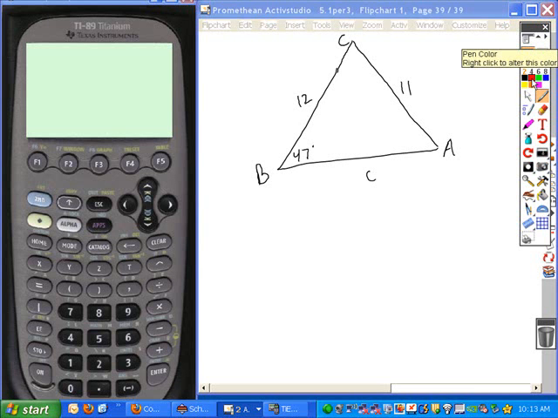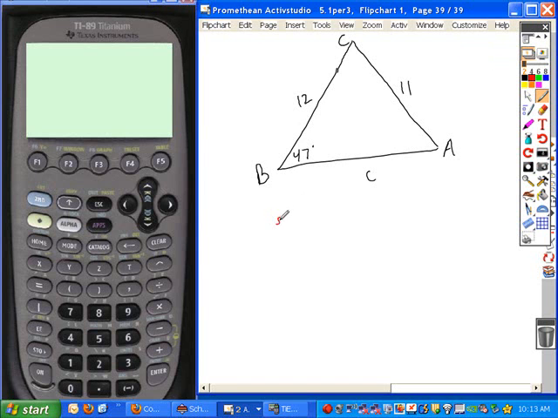All right, which element is easiest to find first? Angle A. This is what you need to find first. So let's see if we can find angle A. We'll take the sine of A over the side opposite it is equal to the sine of the known angle, sine of 47 over the side opposite it, 11. And so this allows us to solve for our angle.